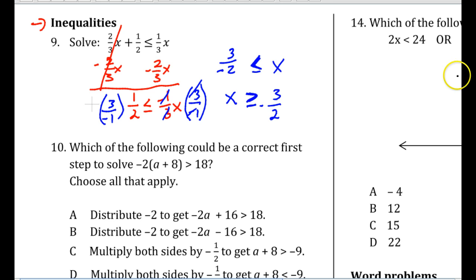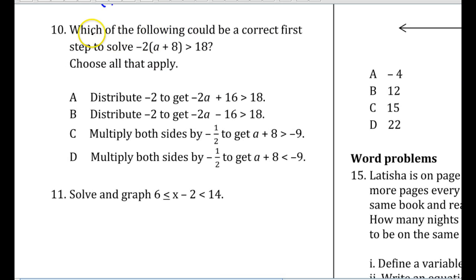Okay, good. Let's go down to 10. Which of the following could be a correct first step to solve this? All right. Distribute the negative 2. That seems like a good step. So we can try distribute the negative 2, and we'll have negative 2a minus 16 greater than 18. So that looks like not A, but B.